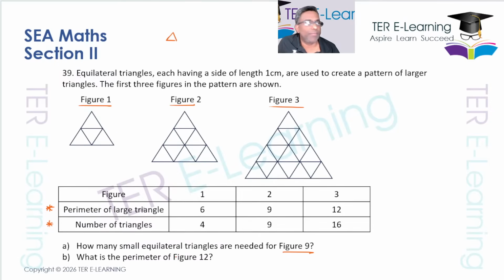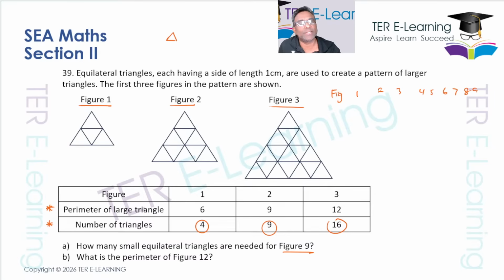Now, whenever you are given questions like this, we have to look to see what the pattern is. If you notice, the number of triangles in the first figure was 4, then in the second figure we have 9, and in the third figure we have 16. You all need to recognize what this is. Let me show you something here. Figure 1, 2, 3, 4, 5, 6, 7, 8, 9.